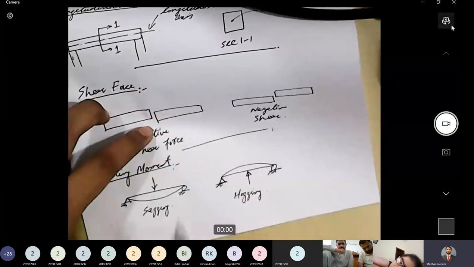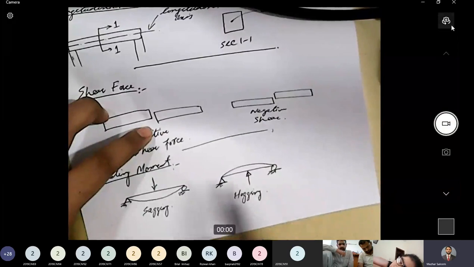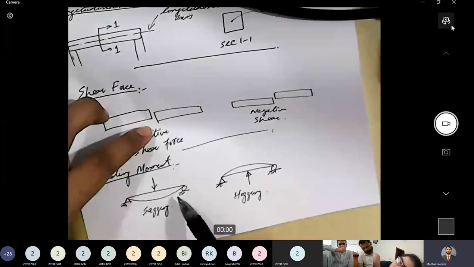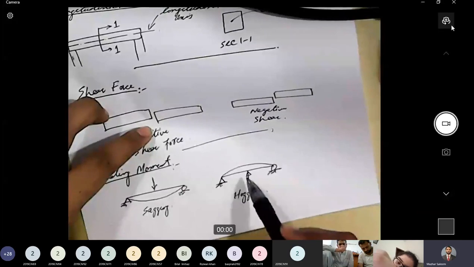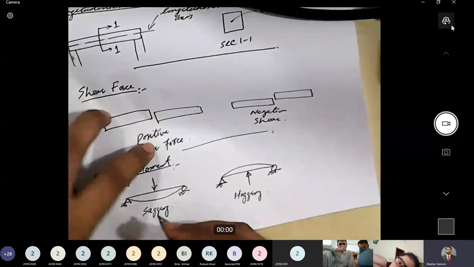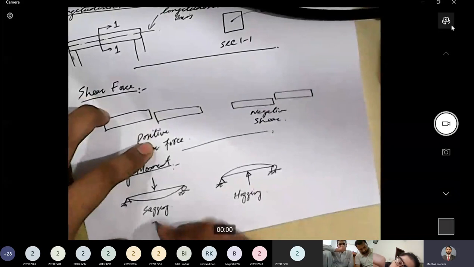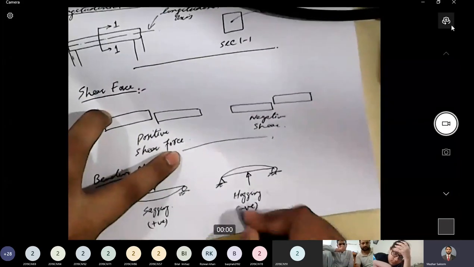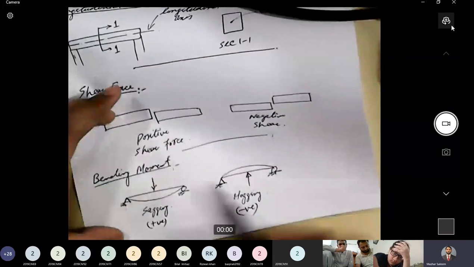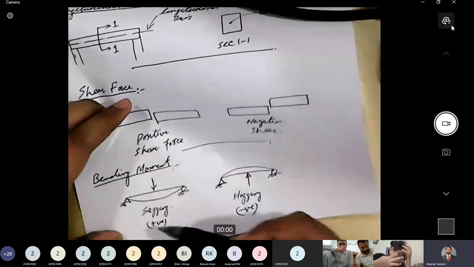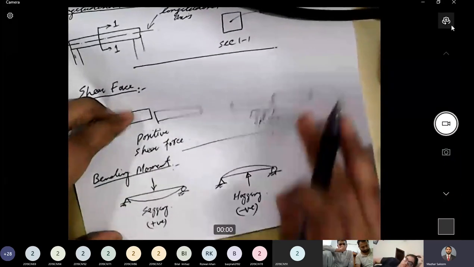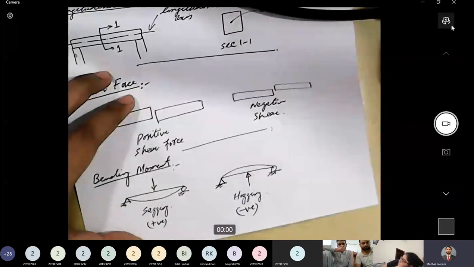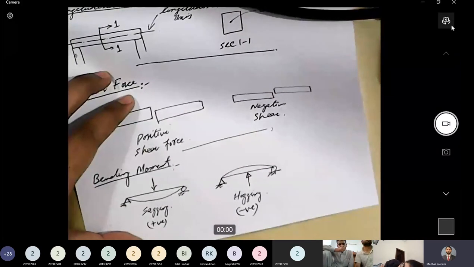So these two are transverse forces, and this deflection or this type of movement is termed as sagging, and this is termed as hogging. Our sign convention will be, we take sagging as positive and we take hogging as negative. How do we incorporate positive shear, positive moment and negative moment? We'll talk about that when we start our discussion about calculation of shear force and bending moment.